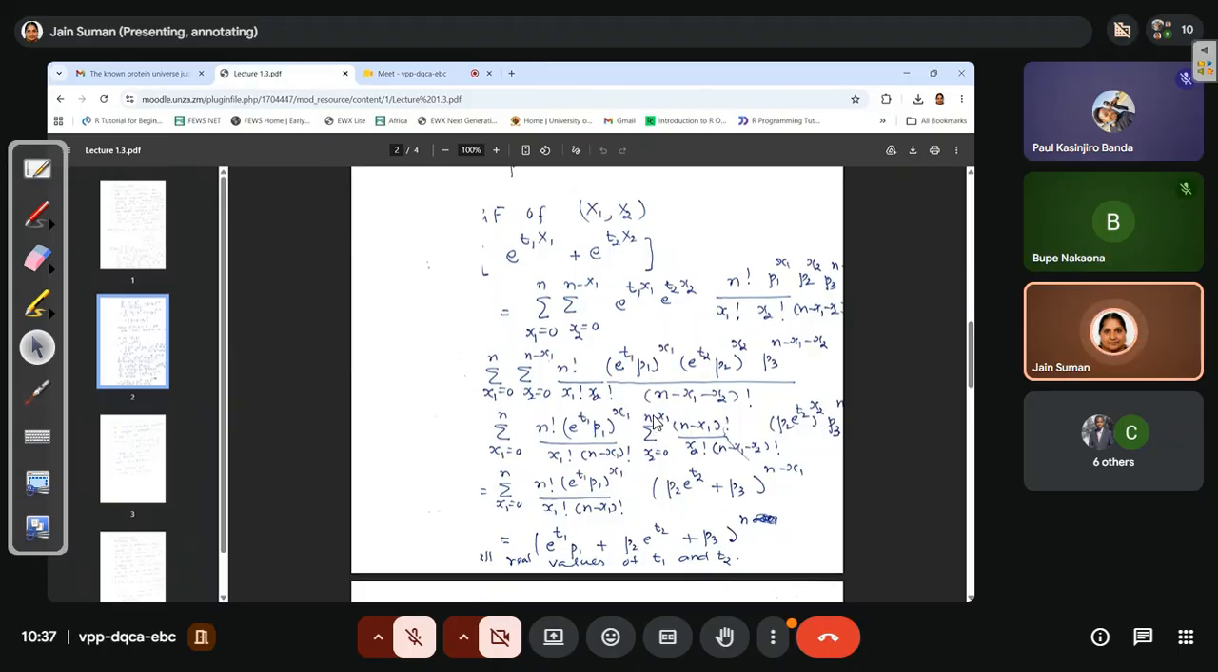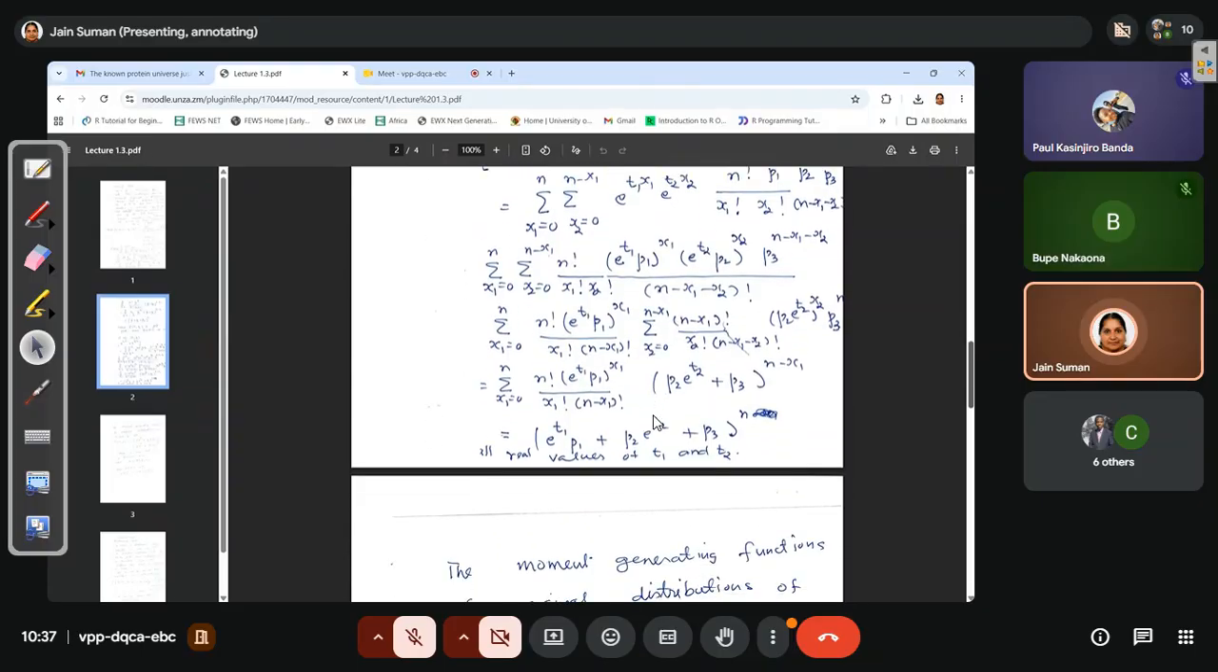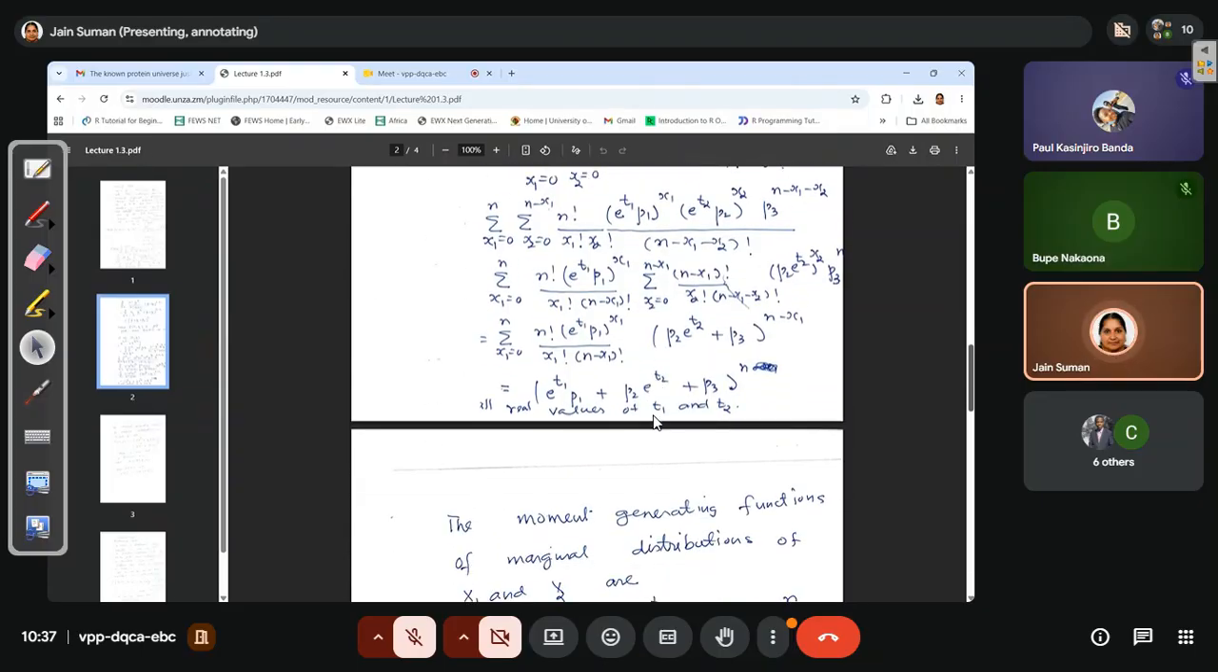And then this is also the same as where I wrote P1 plus P2 plus P3. In this case, instead of P1, I have e to the t1 P1, and this is the same as that. So the binomial A plus B to the power of n has been applied twice in this case. And that brings you the result: the moment generating function of the joint distribution of x1 and x2 is e to the power of t1 p1 plus p2 e to the power of t2 plus p3, all to the power of n.